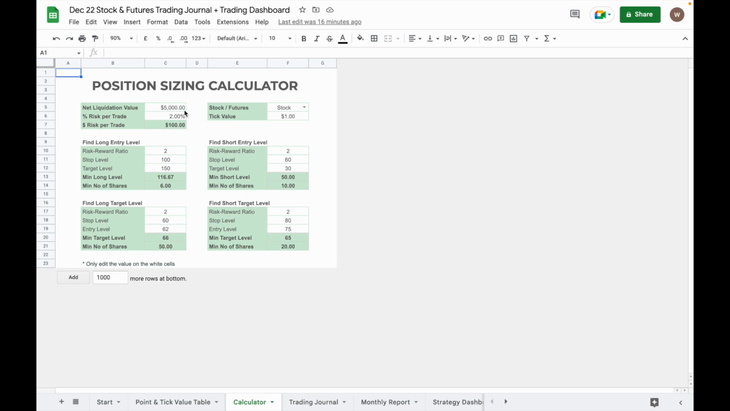Next is to find your entry level or target level based on your risk to reward ratio, your stop level, and your target level. It will automatically calculate for you your minimum loss level and the minimum number of shares to trade. After you have determined the number of shares, entry level, target level, and the stop level, you can place the trade and record your trade details in the Trading Journal tab.